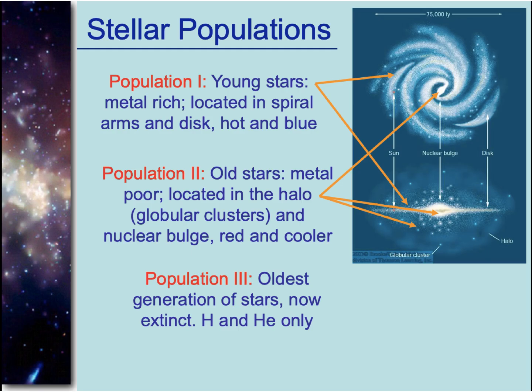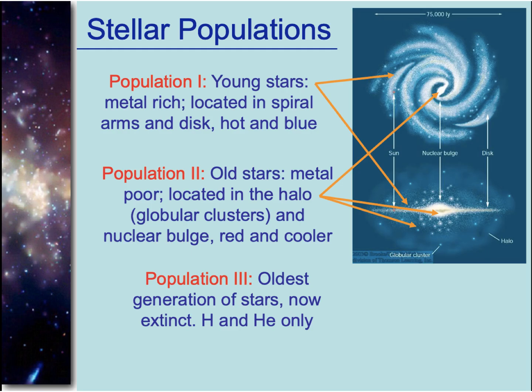Population 2, sometimes just called Pop2 stars, are the older stars. These are called metal-poor stars, meaning that they have only very small amounts of material other than hydrogen and helium in them. Even though there are a lot more nonmetals beyond hydrogen and helium, astronomers call anything heavier than helium a metal. These stars are typically found in the nuclear bulge, the galactic halo, and in globular clusters. These stars are typically redder in color and are cooler stars.